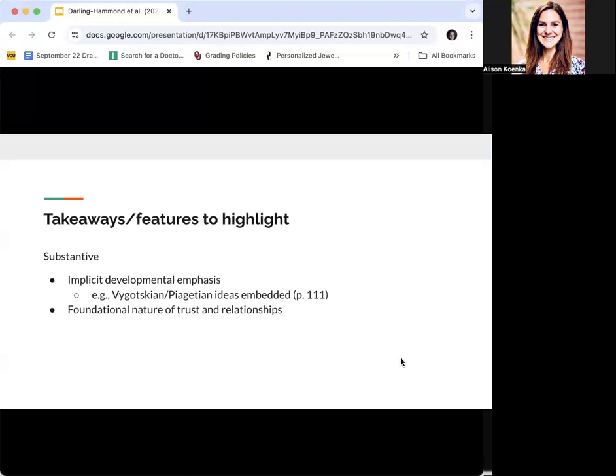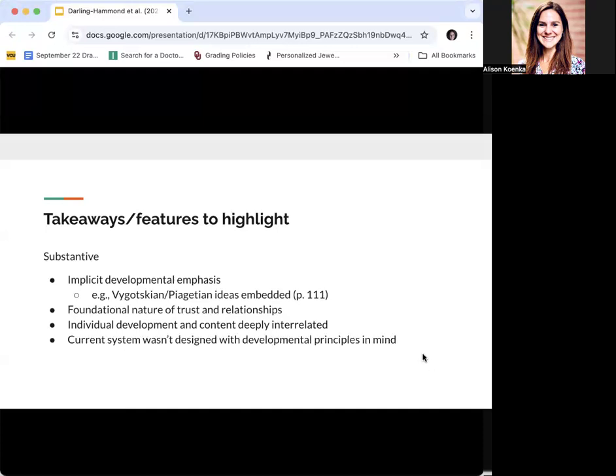This article also continues to reinforce a crucial and central idea within this class, which is that individual development and content are deeply interrelated. Sorry, this says content here on the slide. What I meant was context. So individual development and context are deeply interrelated. This is something that was emphasized to a large extent by Daniels and Schumau, but perhaps especially by Imardino Yang in the podcast last week.